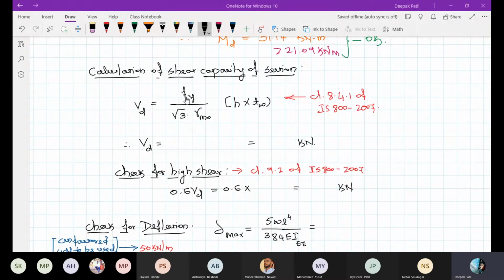Okay, right. So you can refer IS 800 2007 clause 8.4.1. You can refer that and you will get this formula, which is VD. So let us calculate that. So Fy is 250 divided by root 3 into gamma m naught is 1.1. And I told you H is 175. That is the total depth of the section. Okay, multiplied by the thickness of the web. So the thickness of the web is 5.5. So this I'm getting 126.3 kilonewtons.